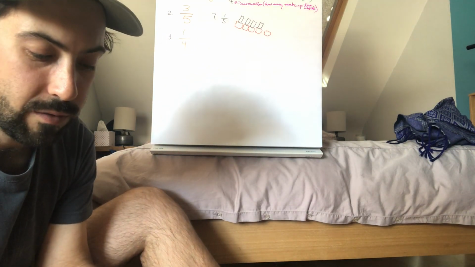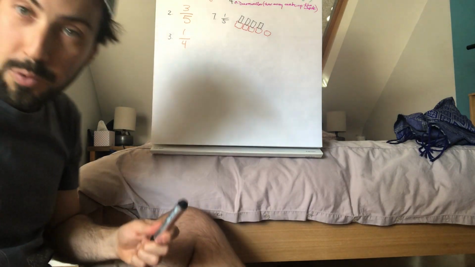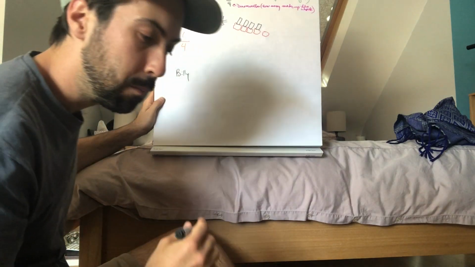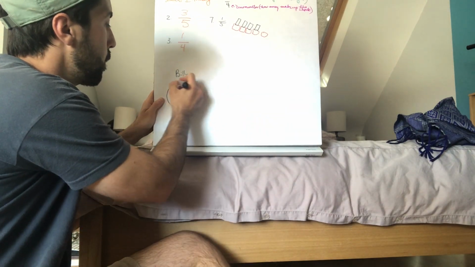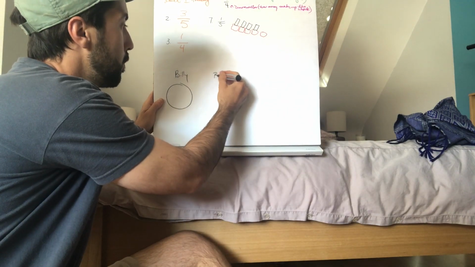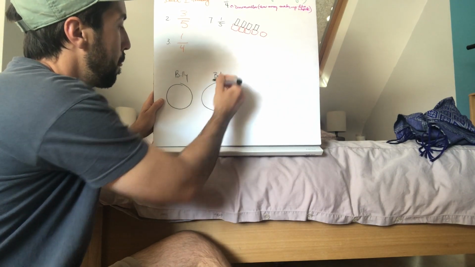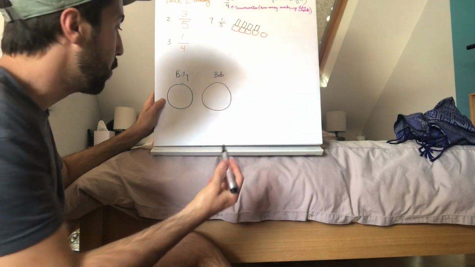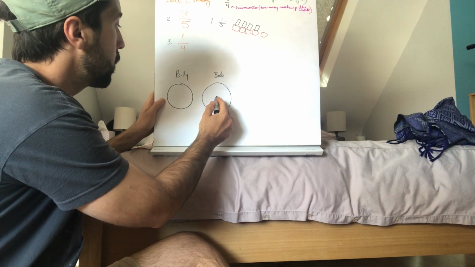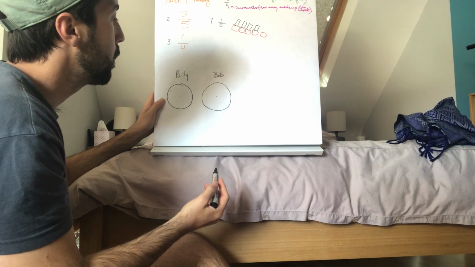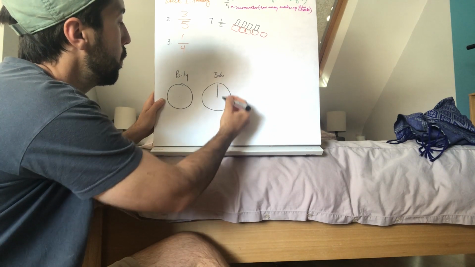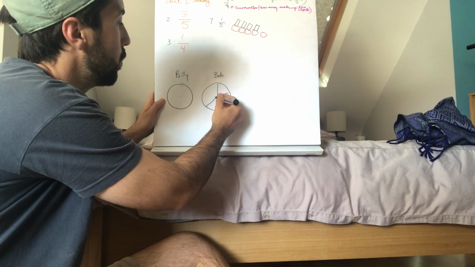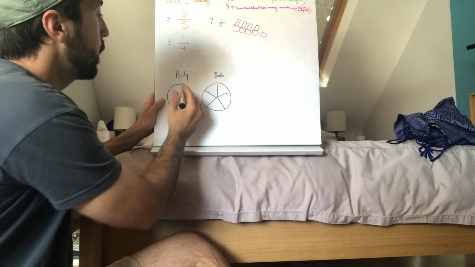Number 1 says Billy ate 3/5 of a pizza, and Bob ate 4/5 of a pizza. Who ate the most? Now, I reckon you could probably figure this out, but let's give it a try drawing it and see what happens. So, we're trying to figure out who ate the most pizza between Billy and Bob. It says Billy ate 3/5 of a pizza. There's Billy's pizza. Bob ate 4/5 of pizza. About the same size. Now we need to divide them up into 5 equal portions. Let's start with the middle. 1, 2, 3, 4, 5.